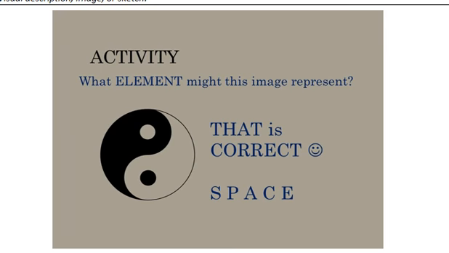Remember, the positive space is the black. Remember, the black represents the positive space, and the space surrounding the positive space is the negative space. So the correct answer would be space.